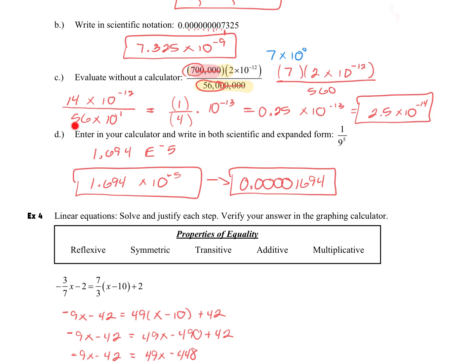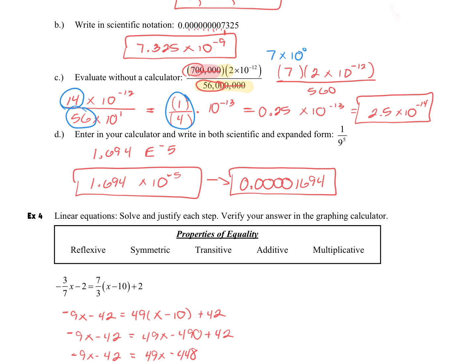Now, my denominator is a little tricky. I didn't want to introduce decimals here because I'm trying to work without a calculator. So this 560, instead, I wrote it as 56 times 10 to the first. Because if I do that, 14 and 56 will reduce to 1/4. And then negative 12, and the exponent of 1, negative 12 minus 1 gives me negative 13.